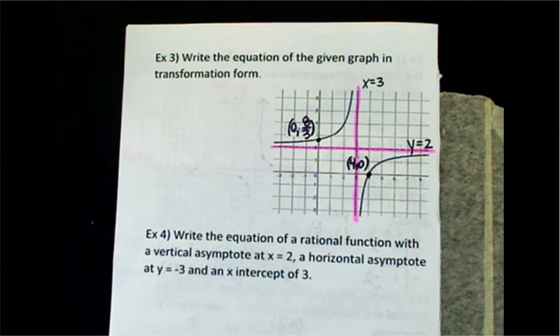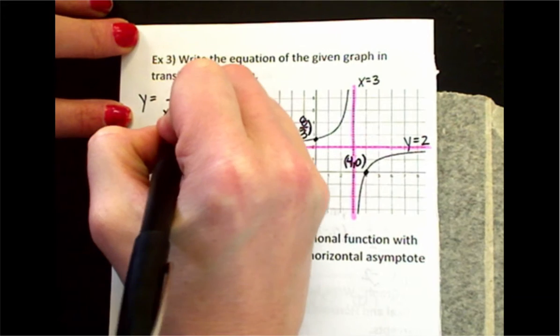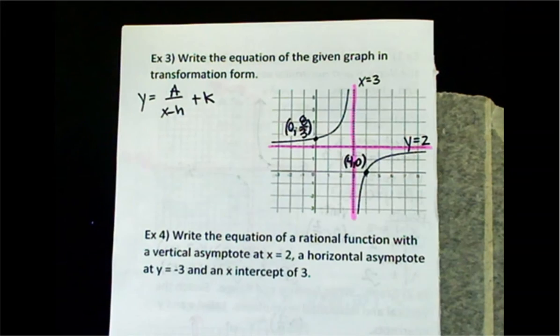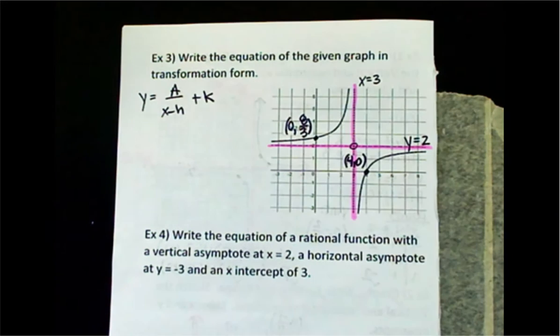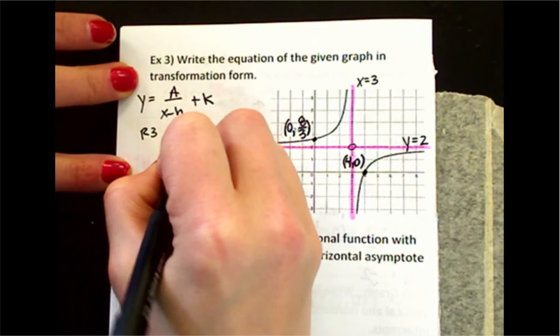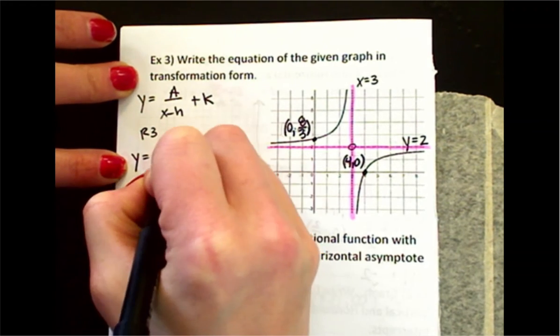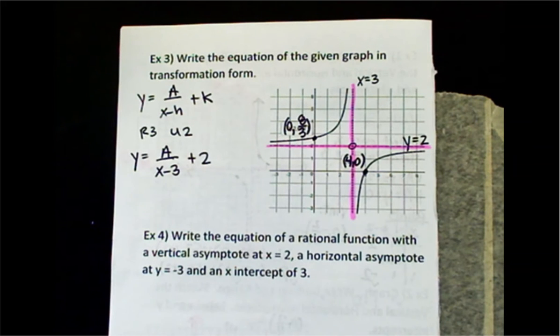Okay, write the equation in transformation form. So I'm going to start by writing the AHK format. And based on my diagram, I'm going to try to pick out my transformations. And so I look at the center of my graph. The center is where the asymptotes cross. Right 3 up 2. So I've got my H and my K. So I'm going to put my H and my K in there.